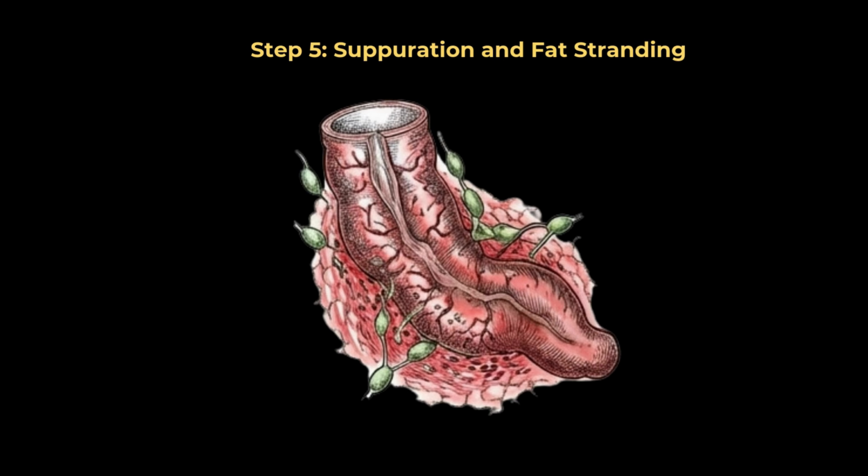The mesoappendix, which is the fat and connective tissue that supports the appendix, reacts to this irritation. Blood vessels inside this fat dilate. Fluid called exudate leaks into the fat cells, causing swelling and inflammation. The omentum, often called the policeman of the abdomen, may move toward the inflamed appendix. It tries to wrap around the appendix to contain the infection. This adds more fat to the inflamed area and helps limit the spread of disease.